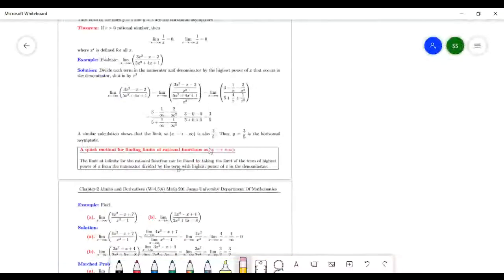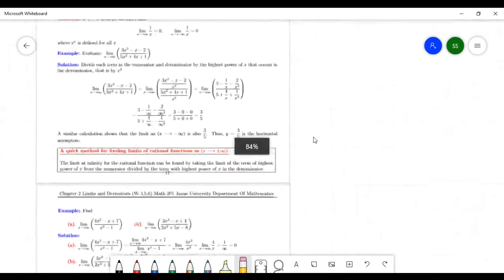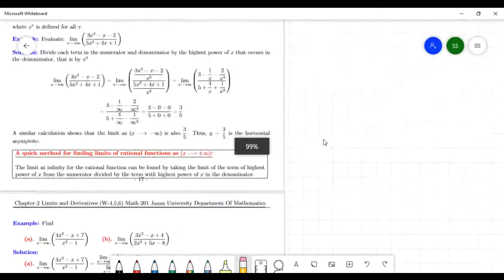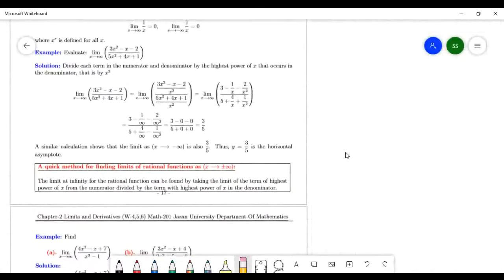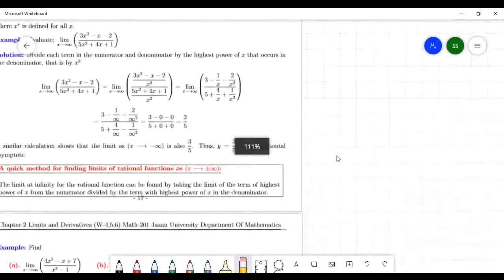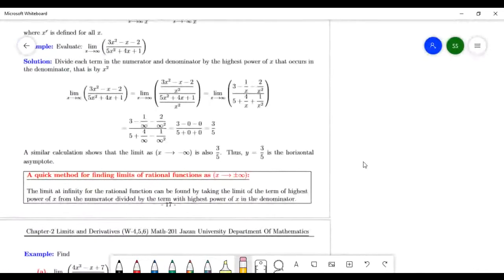Today I will discuss this question. I will start from here. This question, this one. This example.